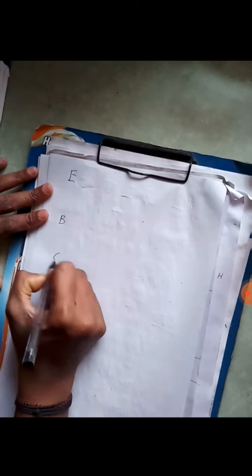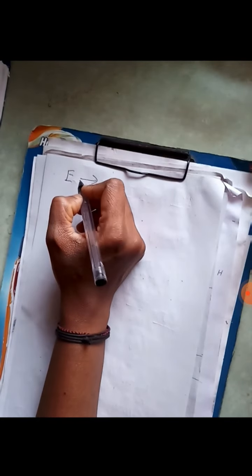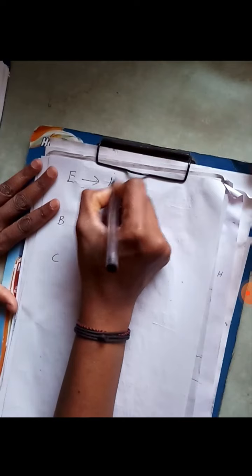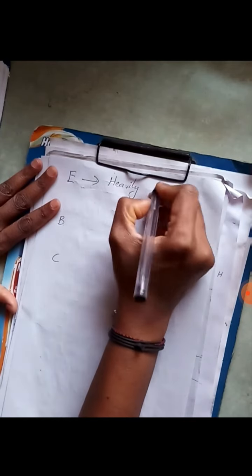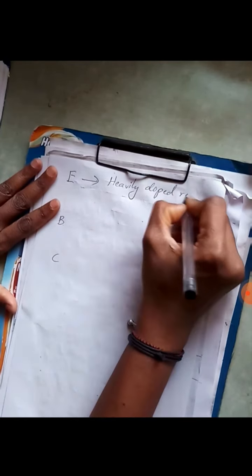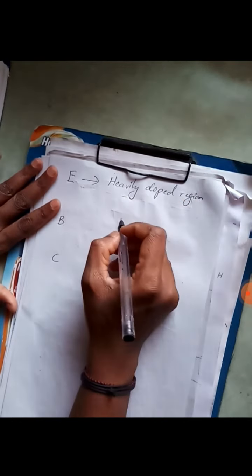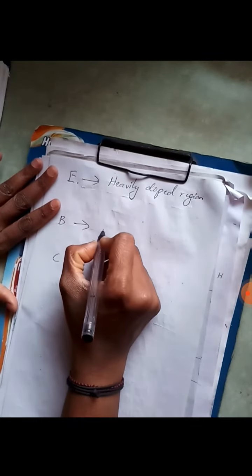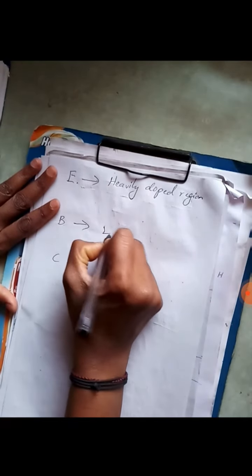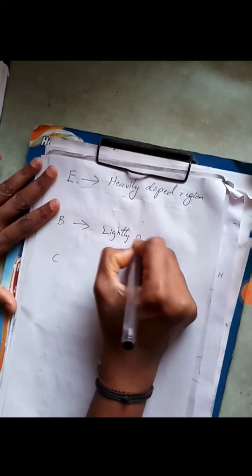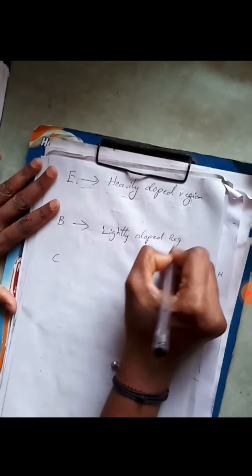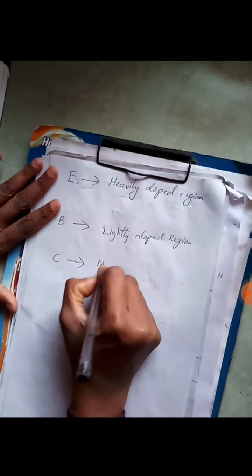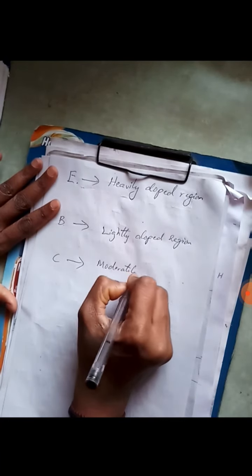And what are the functions of these terminals of a transistor? What is the job of the emitter, of the base, of the collector? Here one thing you have to remember: the emitter is the heavily doped region out of all three. Heavily doped means more impurity atoms are added to the emitter terminal. The base is a lightly doped region, whereas the collector is a moderately doped region.